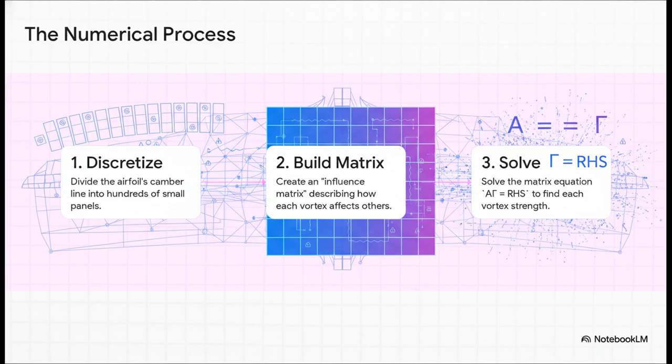Step 1, we take that same camber line, but instead of transforming it, we just slice it up into hundreds of little pieces called panels. Step 2 is where the magic happens. We build this massive grid of numbers called an influence matrix. And what it does is for every single one of those little panels, it calculates how its little swirl of air, its vortex, affects every other panel. You end up with this gigantic system of equations, the kind of thing that's perfect for a computer to solve.